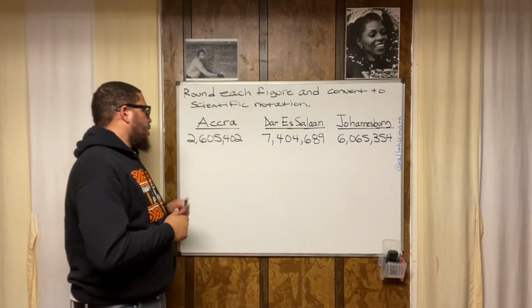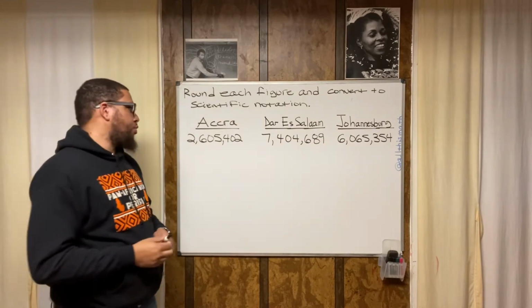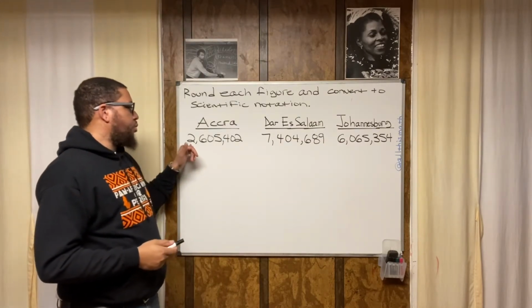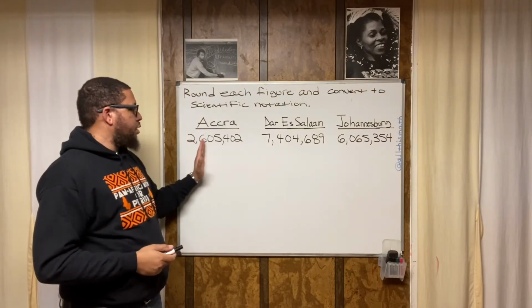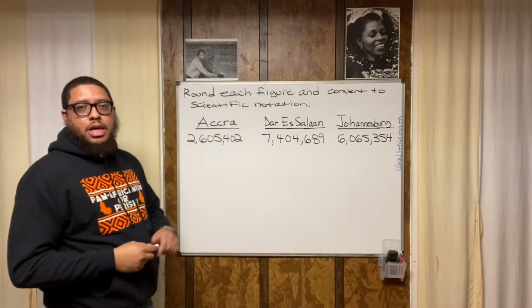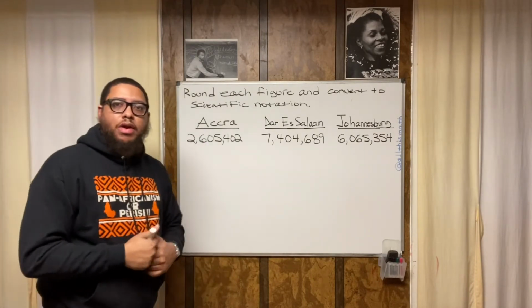So the population of Accra, Ghana is 2,605,402. So the greatest place value is the millions place. Then you look to the digit immediately to the right, which is a 6. And because 6 is 5 or greater, that means that 2 million, we're going to round it up to 3 million.